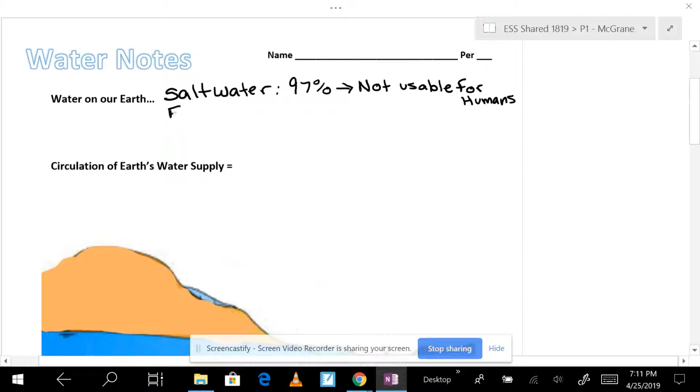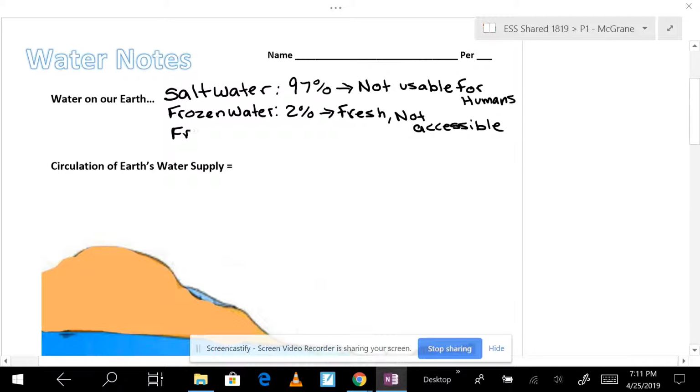We also have frozen water, which we talked about is being fresh, and so that's good for us. That's about 2% of all of the water that's on the planet. So it is fresh, but it's not accessible. It's not accessible because it would take too much energy to go ahead and get that out in usable form. But there's lots of it.